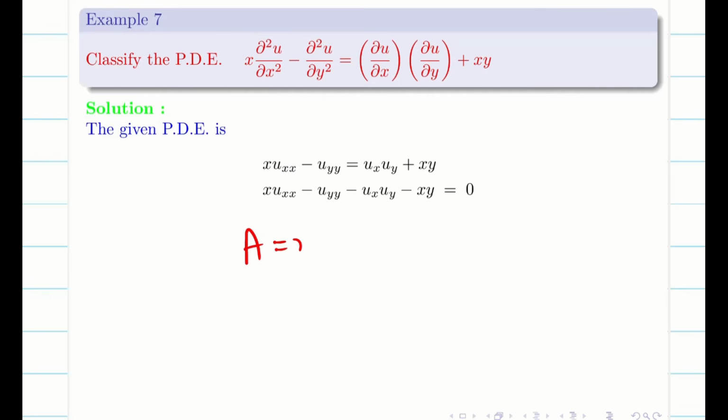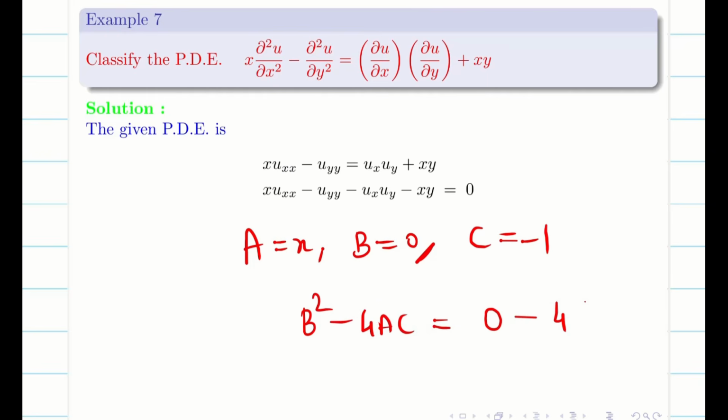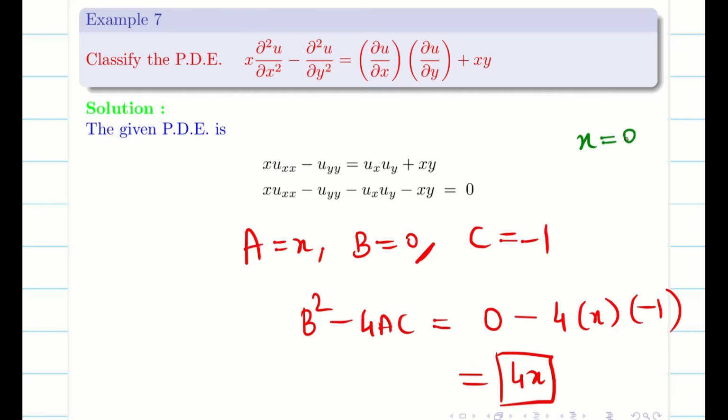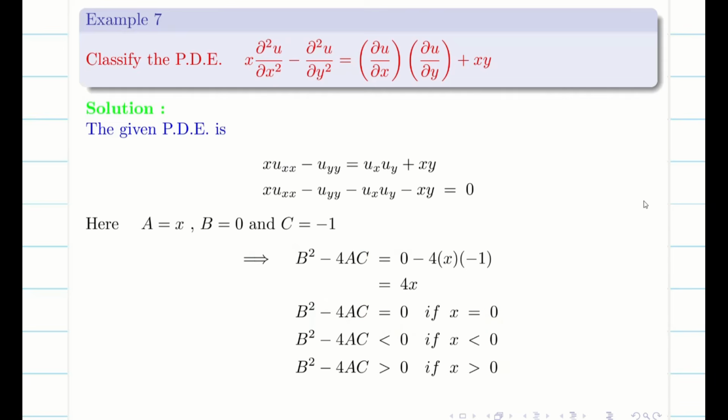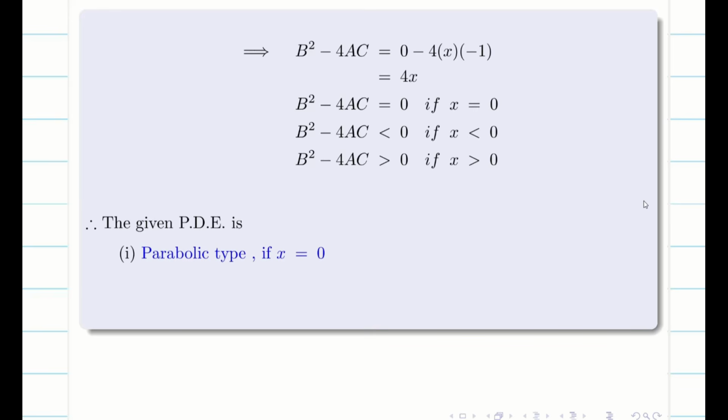Now let us write a is equal to x, b equal to 0, c equal to minus 1. In this case, b square minus 4ac is going to be 0 minus 4 into x into minus 1. That is my 4x. So now we have to discuss three cases. What happens when x equal to 0, x greater than 0 and x less than 0. So if x equal to 0, we say it is parabolic type. If x less than 0, then b square minus 4ac is also less than 0, so it is elliptic type. When x greater than 0, we see b square minus 4ac is also greater than 0, so we say it is hyperbolic type.